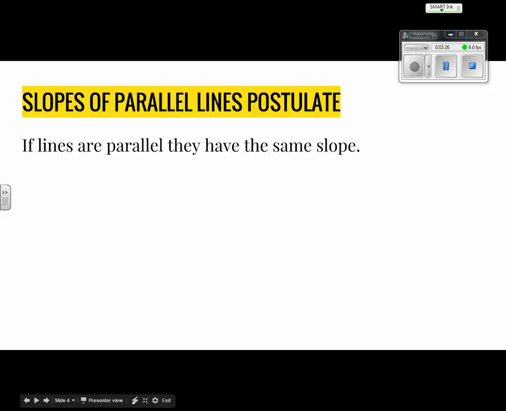Okay, here you have your first postulate today. Now, I'm not going to put this on your postulate sheet just because this is something that you should know, and it's just general knowledge that you need to know from here through your other math classes. Parallel lines have the same slope. That needs to be just common knowledge for you.